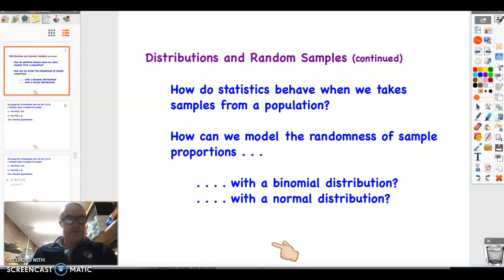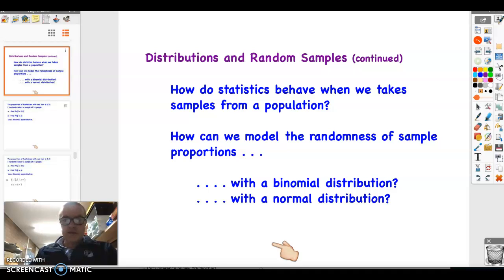G'day everybody. This is a continuation on our lesson on distributions and random samples. It's really just a chance to go through a few examples so you can see how we use distributions to talk about samples and probabilities.